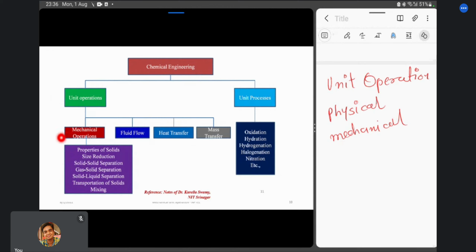But if you want to discuss the mechanical operation, it does not require all the core processes and core ideas of chemical engineering, but we have to understand all the basic laws of physics, basic laws of mechanical engineering, you can say, to understand what mechanical operations we can perform, which can change the properties of solids, and then we can easily separate solid from solid, gas from solid, solid from liquid. This kind of separation and property enhancement will be done with the help of mechanical operation. So this is all about the introduction of mechanical operation.